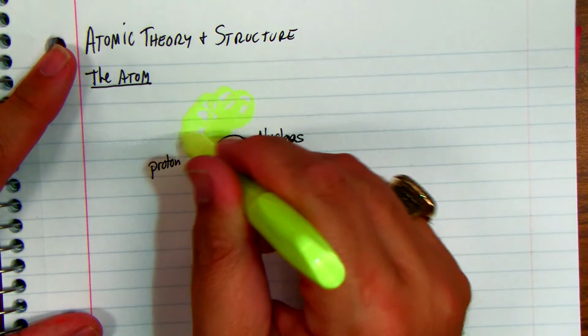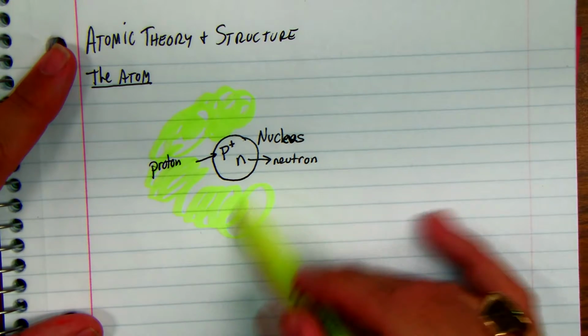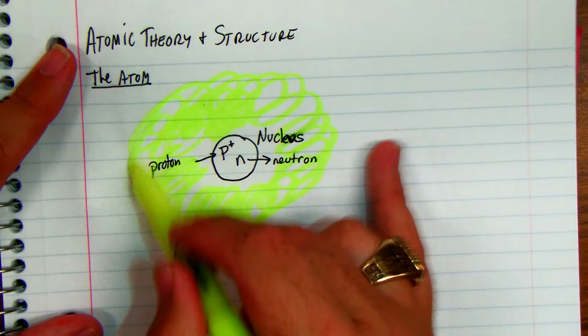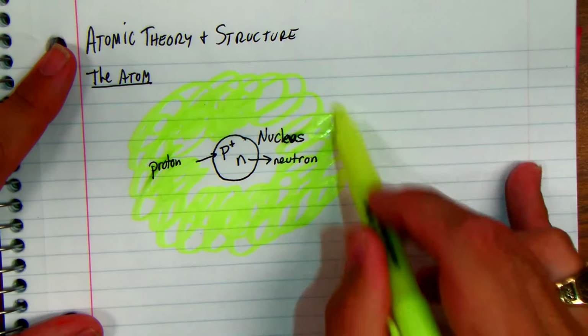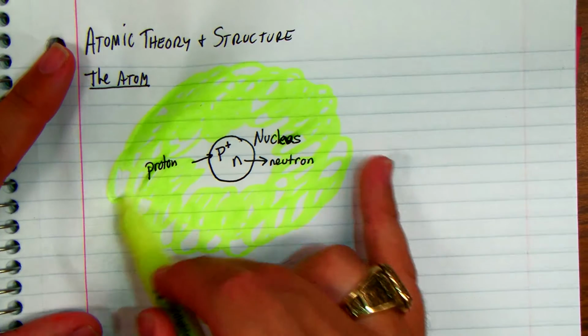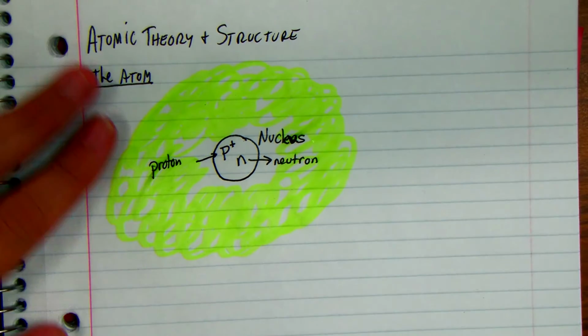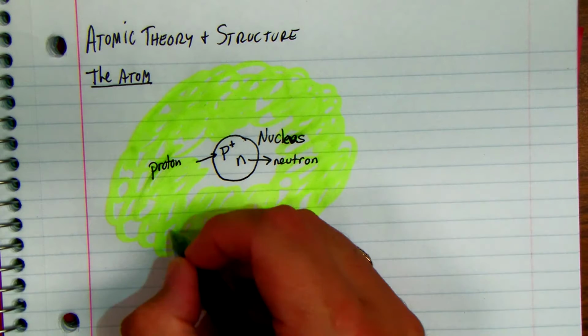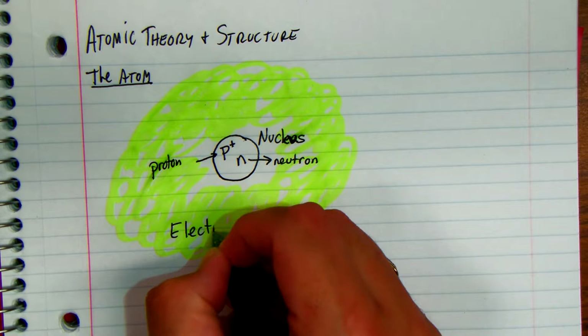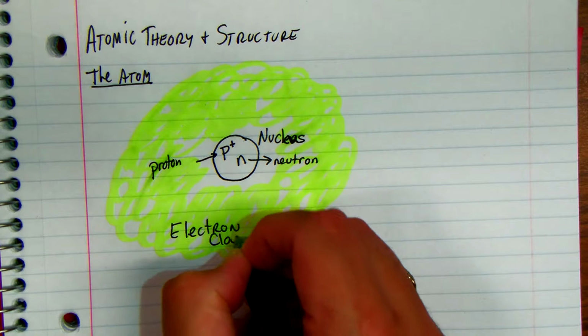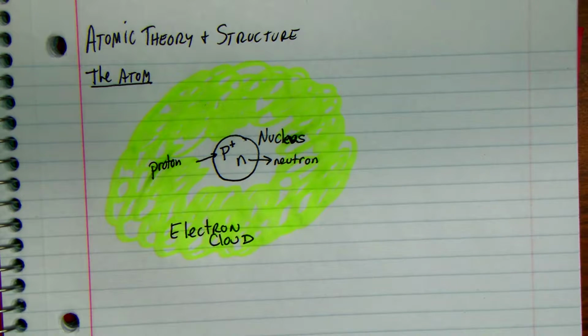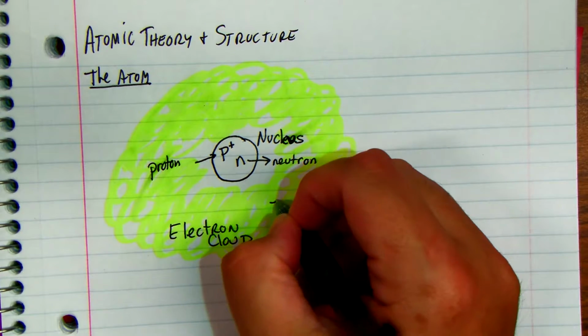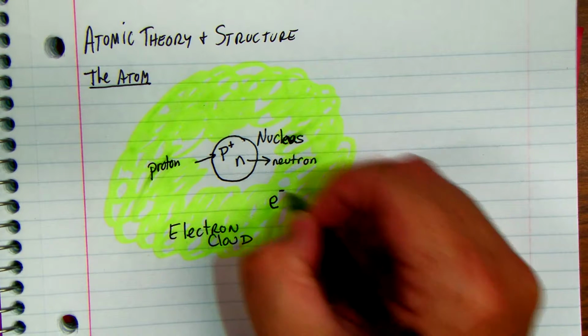Now, I'm just drawing this. And it's kind of like an area around the nucleus. Now, what do we call that? The electron cloud. So that's your electron cloud. So you might have an electron hanging outside in the cloud like this.